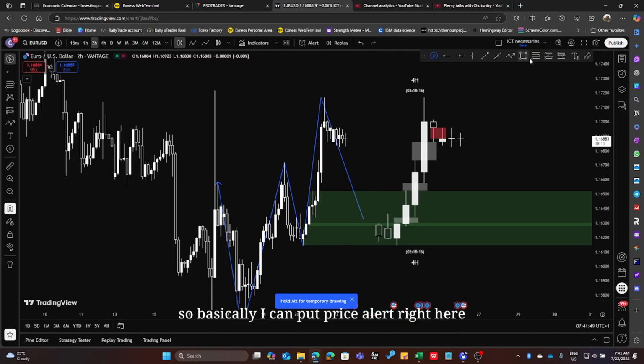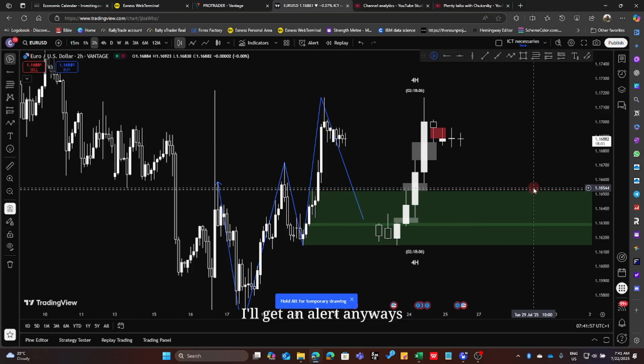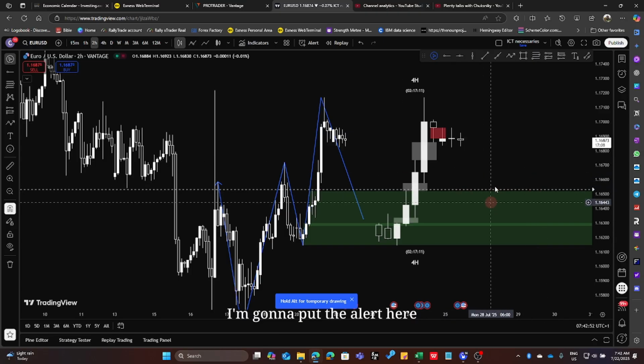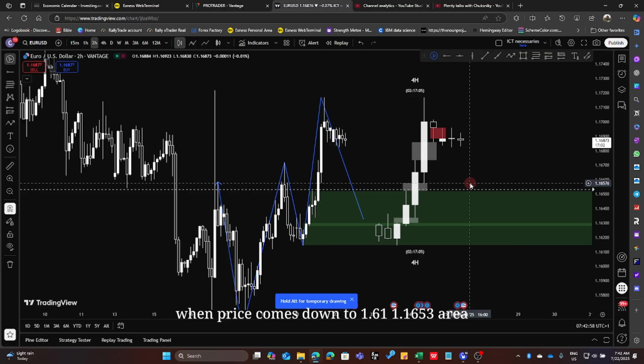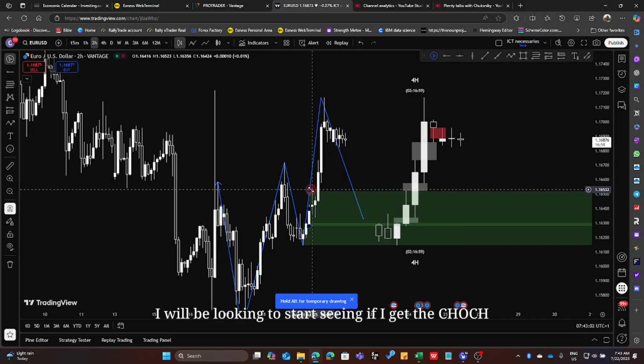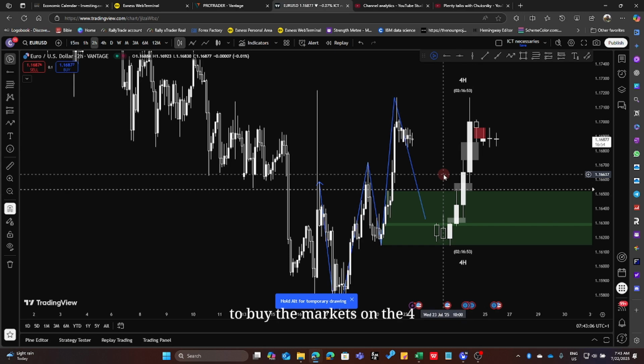So basically, I can put a price alert right here. Once price makes its way down here, I'll get an alert. Anyways, I'm going to put the alert here. When price comes down to this level, which is the 1.1653 area, I will be looking to start seeing if I get the CHoCH to buy the market on the 2 hours and the 1 hour.